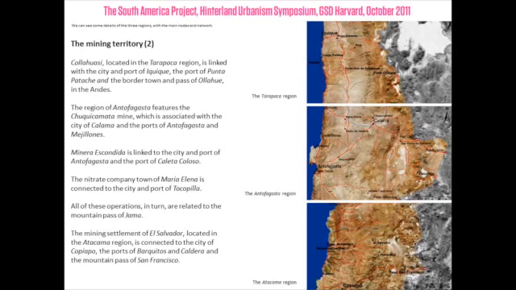The region of Antofagasta, the other one, features the Chuquicamata mine, here, which is associated with the city of Calama, as we say, here in the Loa River, and the ports of Antofagasta and Mejillones. Minera Escondida, here, is linked to the city and port of Antofagasta and the port of Caleta Coloso, here. The nitrate company town of Maria Elena, here, is connected to the city and port of Tocopilla, here. All of these operations, in turn, are related to the mountain pass of Jama, here.